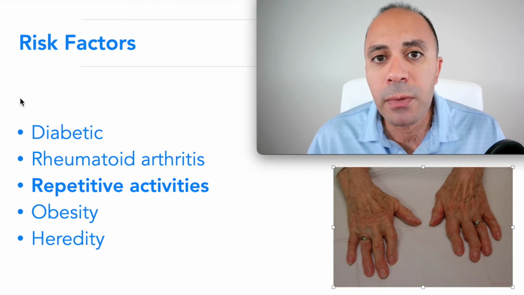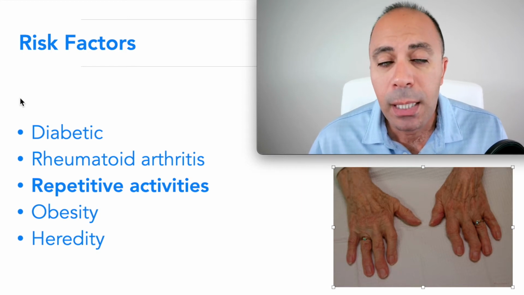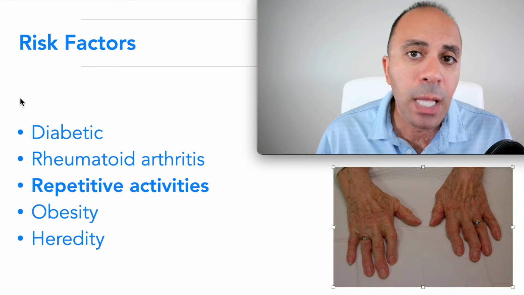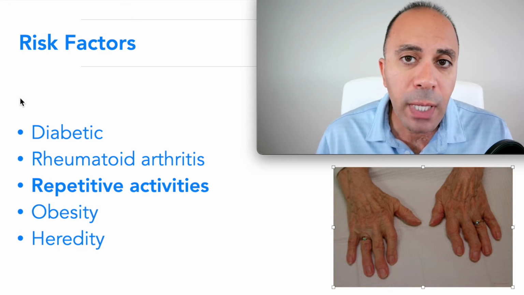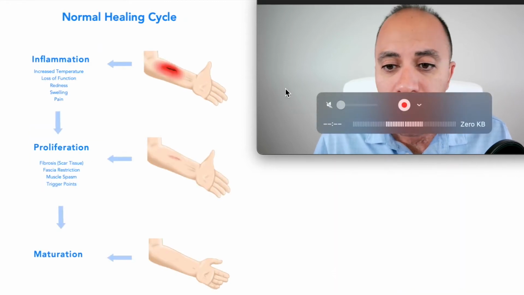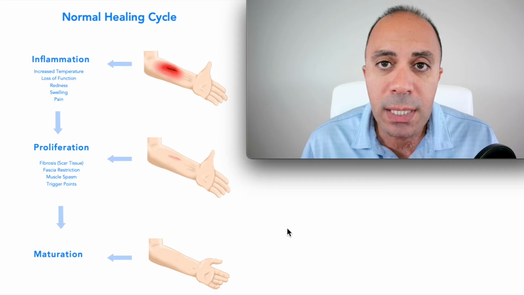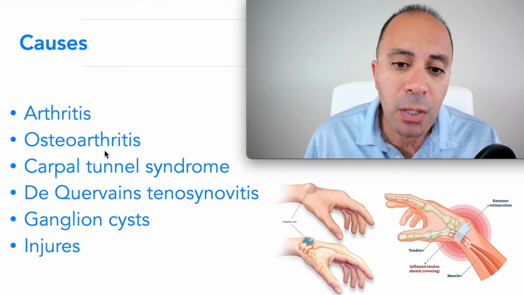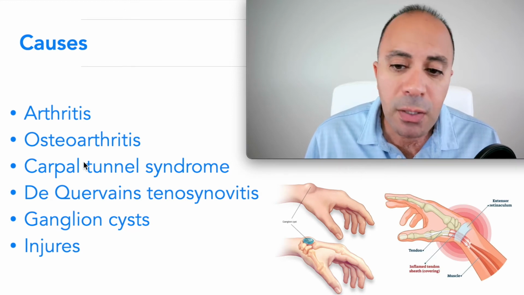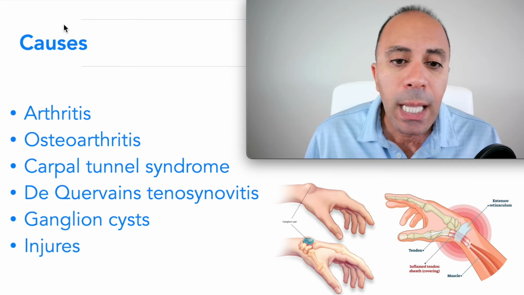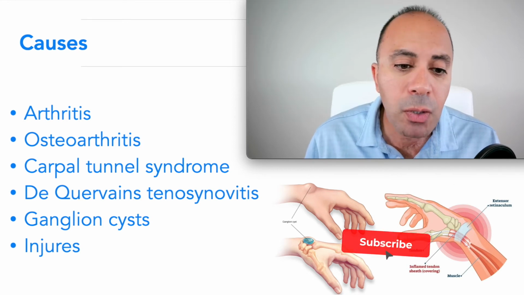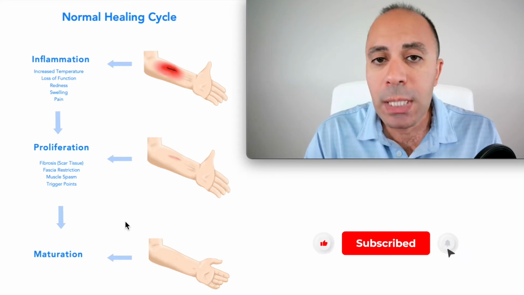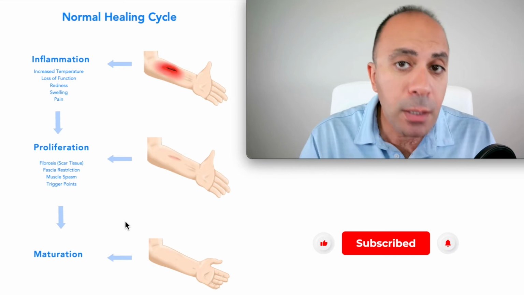So how do you get rid of the hand or wrist pain? In order to answer this question, we need to understand the normal healing cycle to get to the root cause of wrist pain. I'm going to use an external paper cut here for visualization, but the same process happens internally from any of those conditions: arthritis, osteoarthritis, carpal tunnel, De Quervain's tendinitis, ganglion cyst. Any issue that happens here has to go through those three stages of healing. But because the skin covers it, we don't see it. So I want you to visualize what's going on internally.